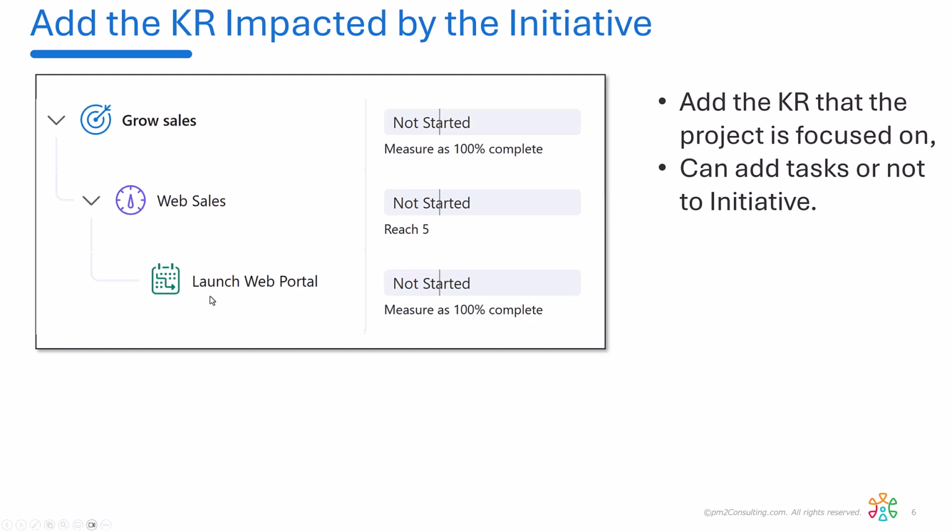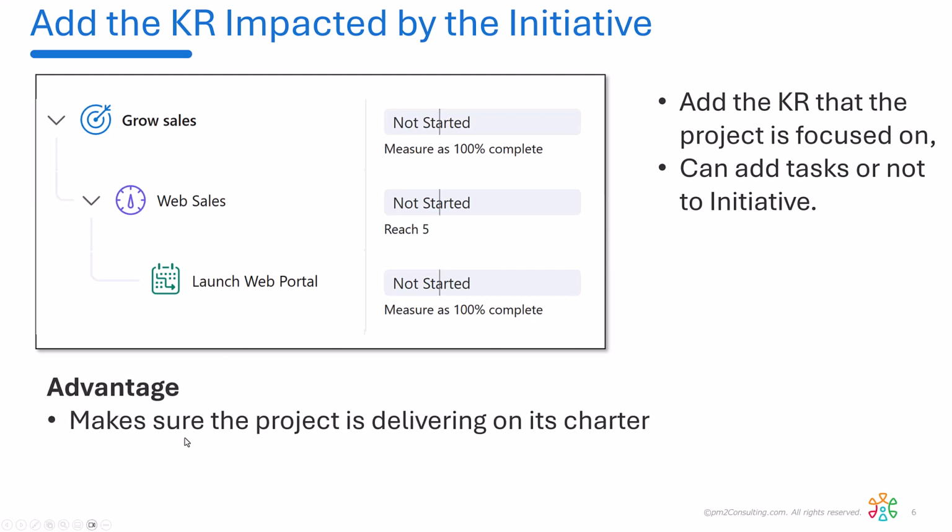Now, within this initiative, we still have the three options we talked about. You can auto-load the data from your source. You can just have one thermometer that you update across the year, or you can add in the tasks. So that part doesn't change. We're just adding in a key result. So the advantage of this is that it gives you clear visibility that the project is delivering what it committed to in its charter.